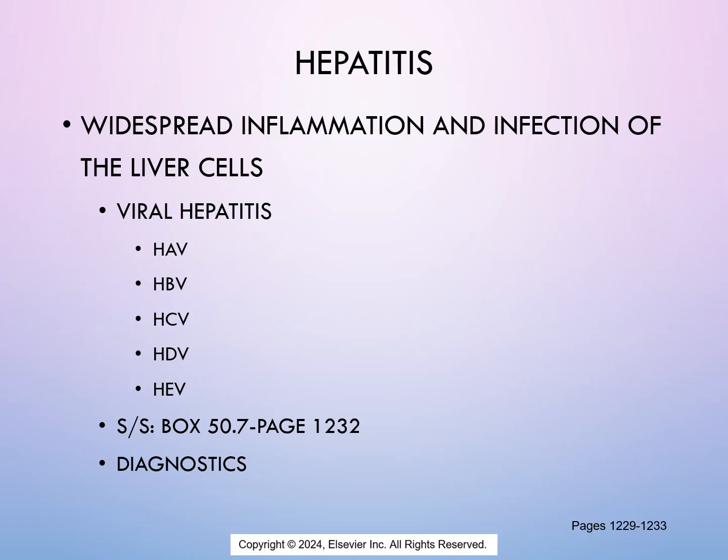For our diagnostics, for our labs, hepatitis A, B, and C can cause increased AST and ALT levels. Your serologic markers can be found on page 1232 in your textbook, and a liver biopsy can be used to confirm diagnosis and grade the liver damage or any kind of liver cancer.